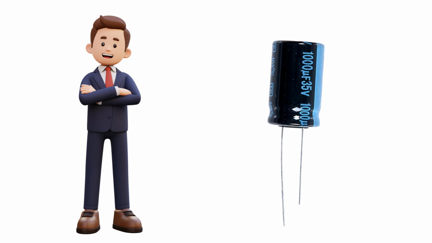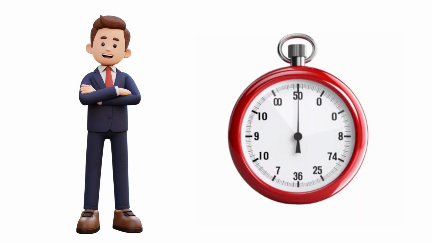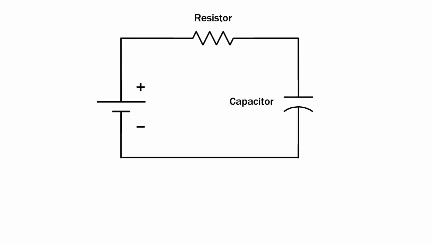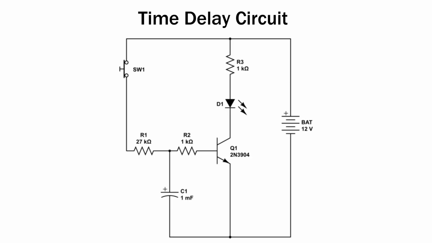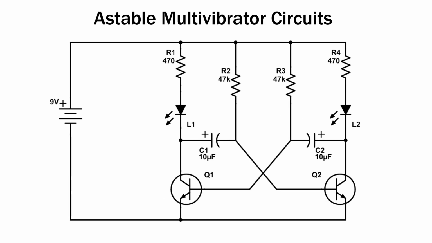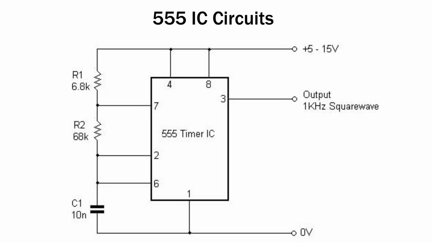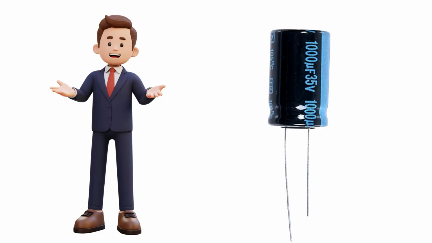Capacitors can also be used in timing circuits. They charge and discharge at a predictable rate, and when combined with a resistor, you can control how long that process takes. This is called the RC time constant, and it's the basic principle behind timing circuits like delays, LED blinkers, and 555 timer circuits. Simple but powerful. Now let's see how to identify a capacitor.